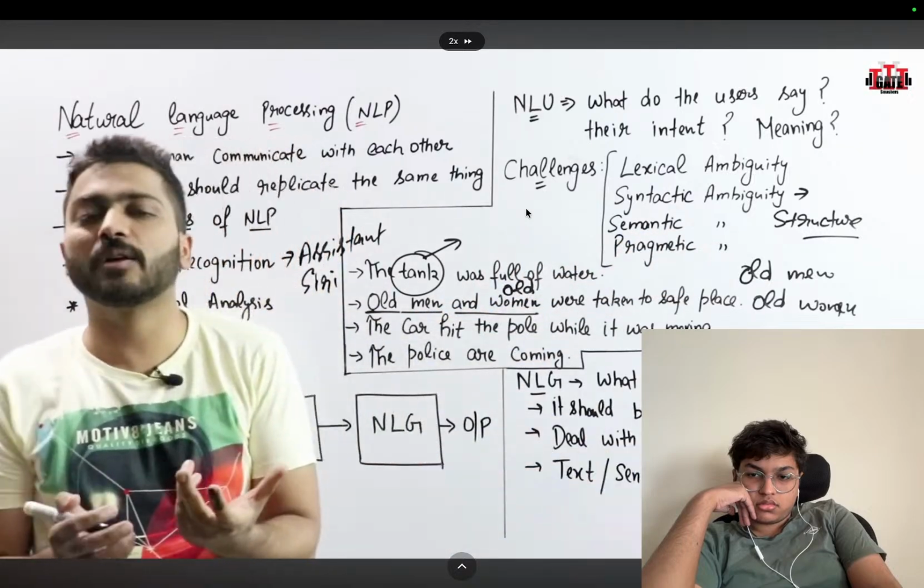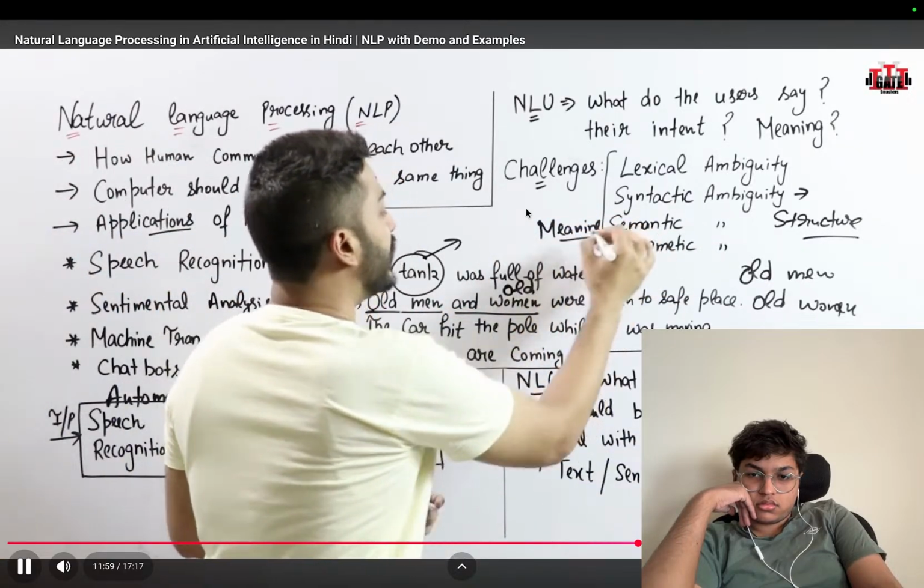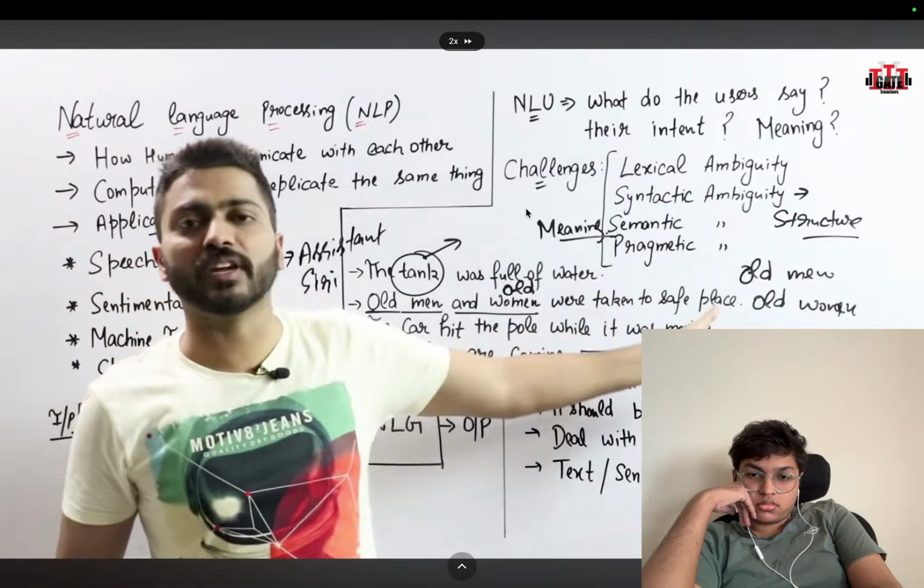देन हमारे पास आती है सिमेंटिक। सिमेंटिक के अंदर हम बात करते हैं मीनिंग के रिलेटेड, मतलब मीनिंग क्या है उसका। जैसे कि द कार हिट द पोल व्हाइल इट वाज मूविंग, तो यहां पे एक्चुअल में क्या है?